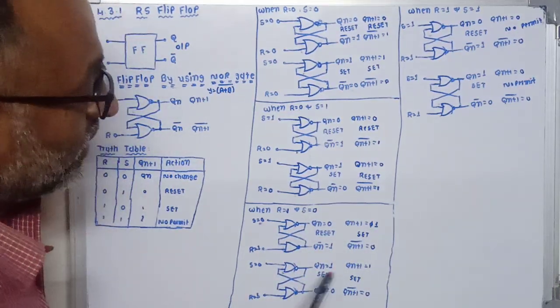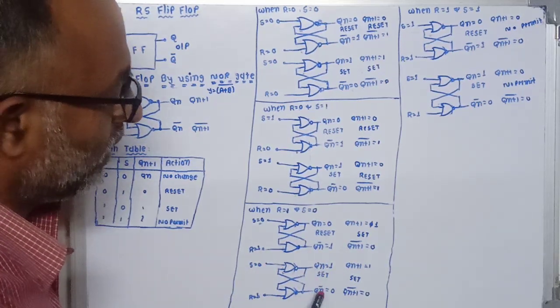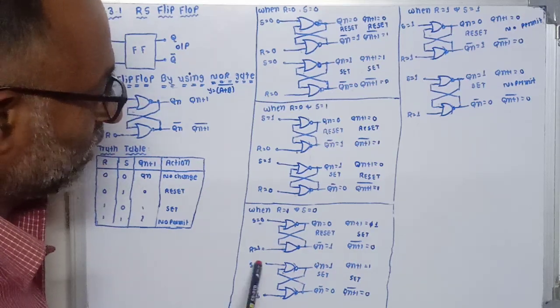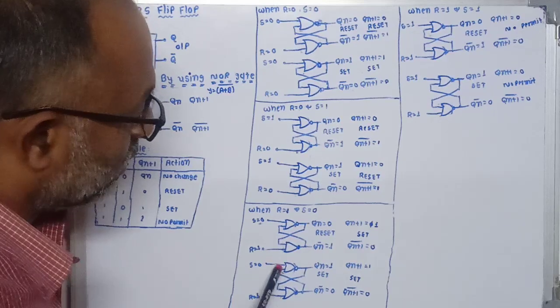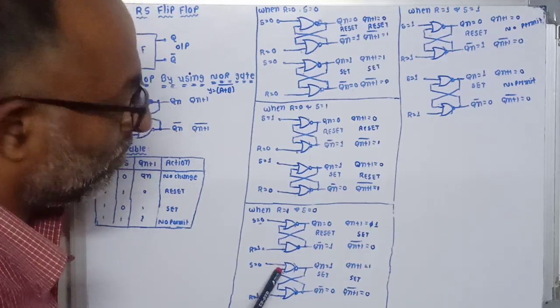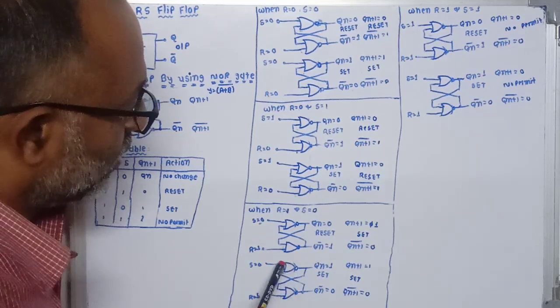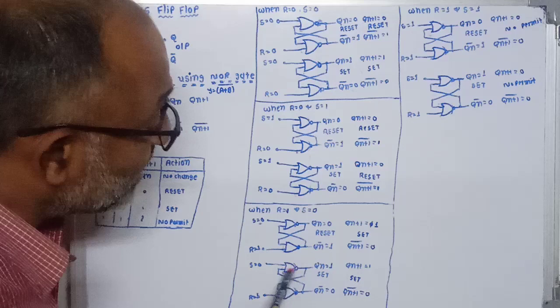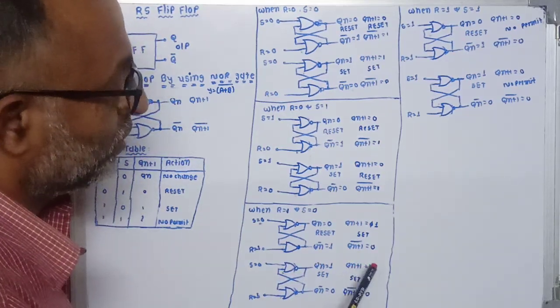Now in the next case, initially it is in set condition. Qn is equal to 1 and Qn bar is equal to 0. Now when input is applied, S is equal to 0 and R is equal to 1. So here 0 and 0 are available as inputs at this upper NOR gate. So 0 plus 0 is 0, and it is inverted, that means it becomes 1. So Qn+1 is equal to 1.